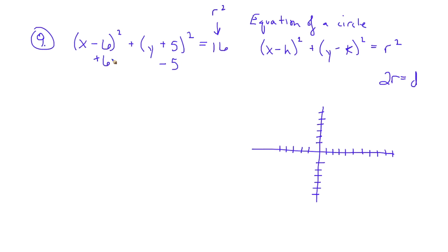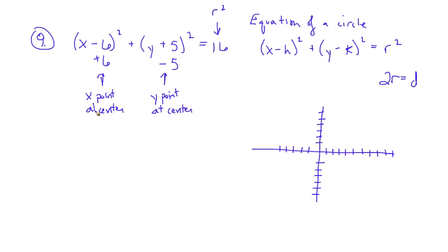Now, what is the importance of the plus 6 and the minus 5, or the h and the k as they're written? Well, this 6 here is going to be my x value at the center. So positive 6 is my x value, and my minus 5 is going to be my y value here at the center.